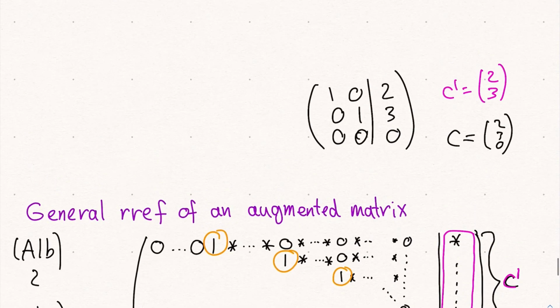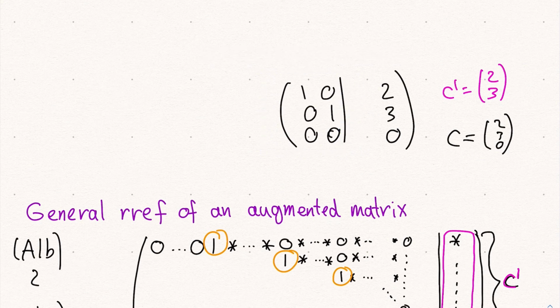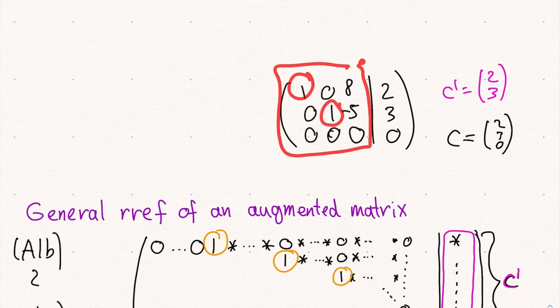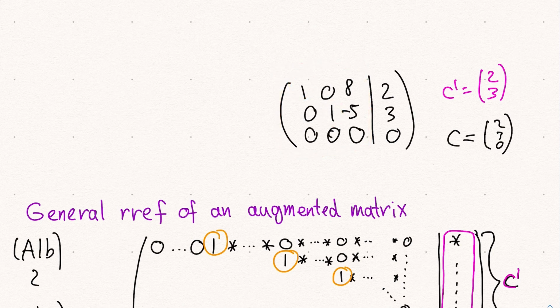So for example, if I would have here an additional column, let's say with 8 minus 5, then just the first two columns of B contain a pivot element, and then we have infinitely many solutions. We can say that x3 in this case is free and arbitrary, and then x1 is 2 minus 8 times t, x2 is 3 plus 5 times t, and x3 equals t.